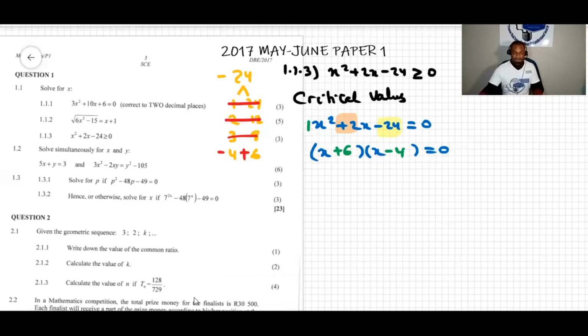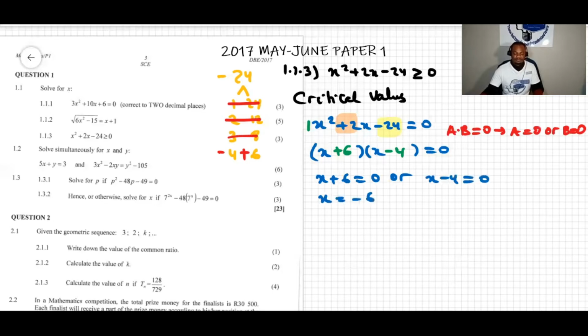And now, remember the property that says if I have A times B equals 0, this implies that A equals 0 or B equals 0. Now we can write over here x plus 6 equal to 0 or x minus 4 equal to 0. Then x is equal to negative 6 or x is equal to 4.